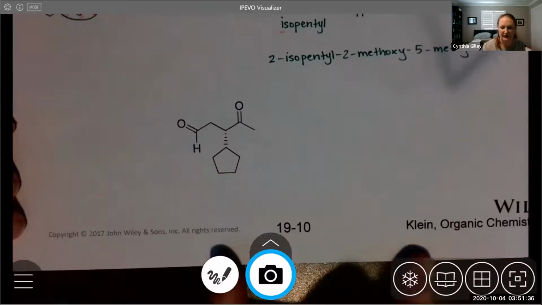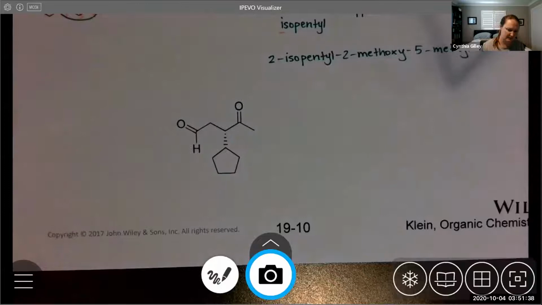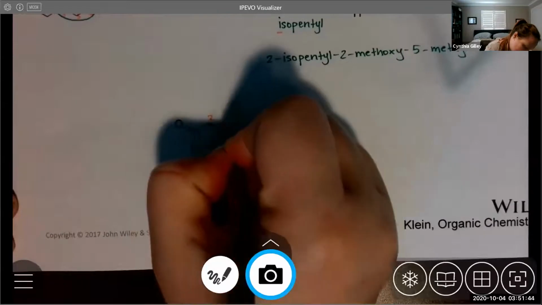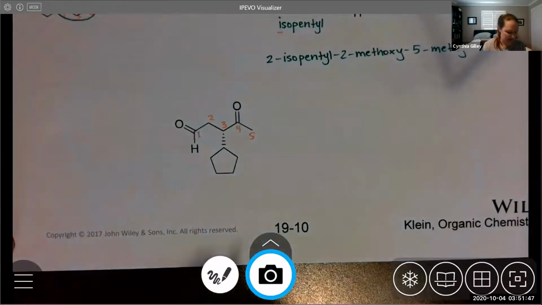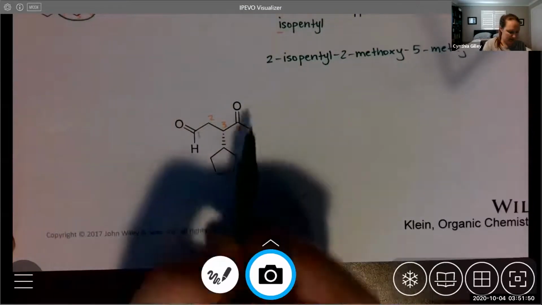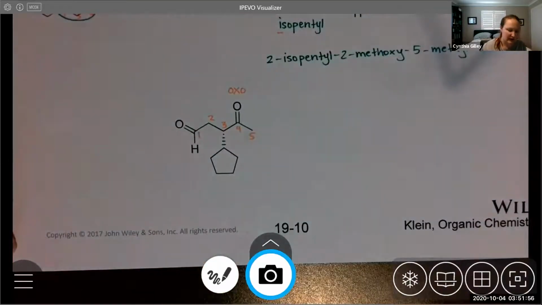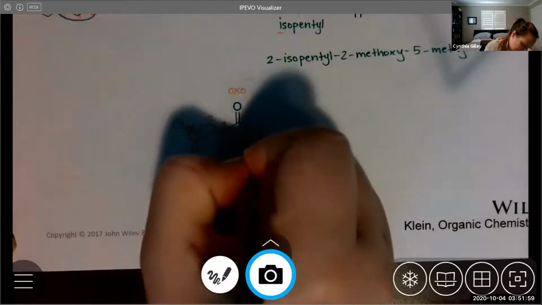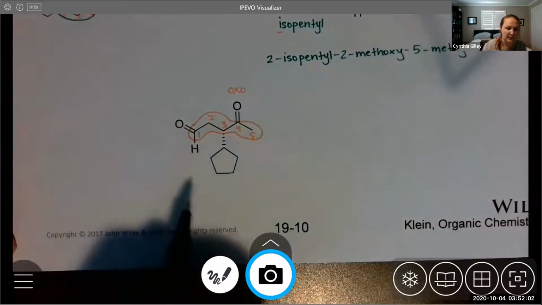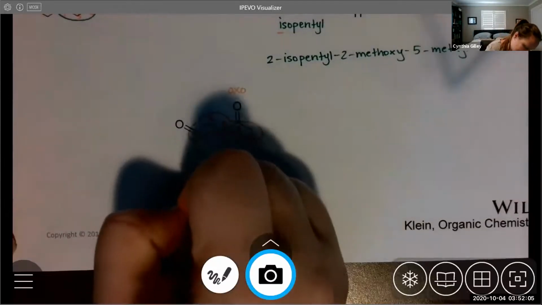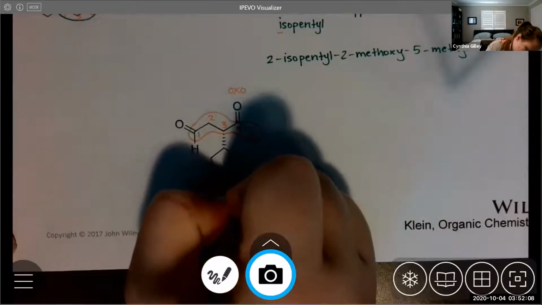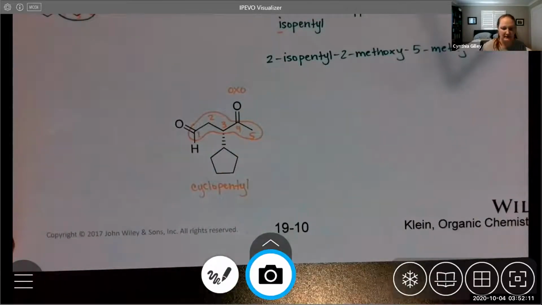Okay, the last one here is this compound that contains both an aldehyde and a ketone. The aldehyde gets priority. So 1, 2, 3, 4, 5. The aldehyde got priority, so it has the lower number, right? The ketone actually becomes a substituent, and we're going to call it an oxo substituent. We additionally have one more substituent, and that is this ring, right? And this is called a cyclopentyl. Okay. We also have a chiral center, so we might want to determine if that is R or S before we start to put together the name.